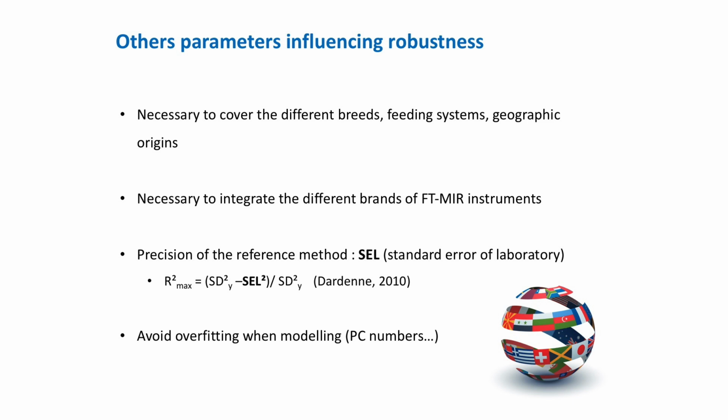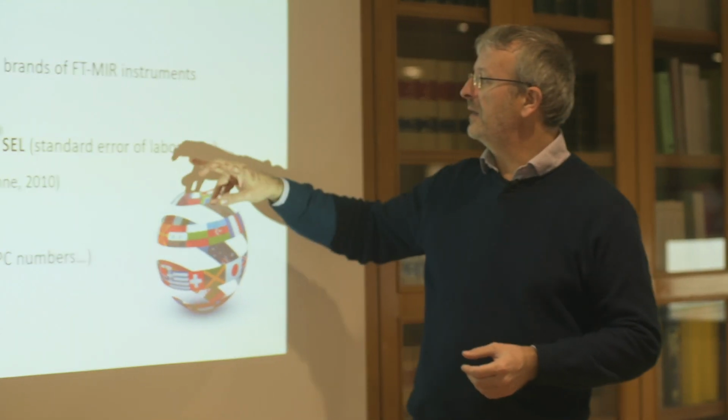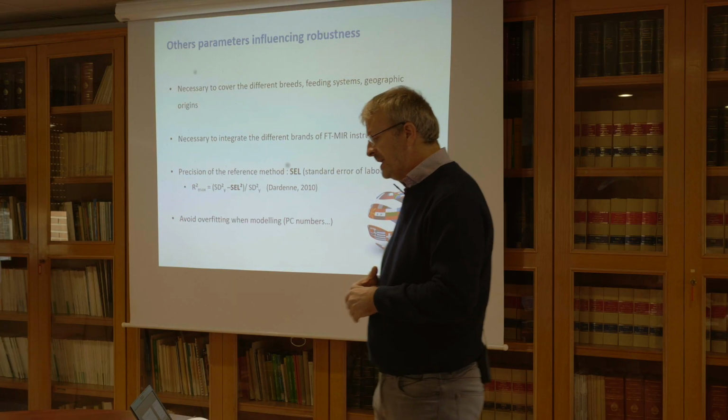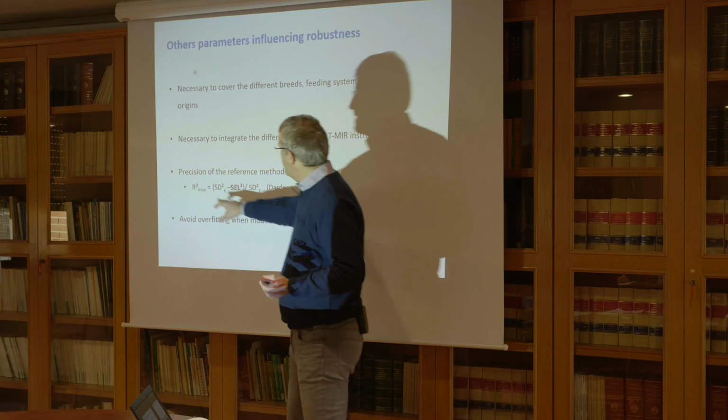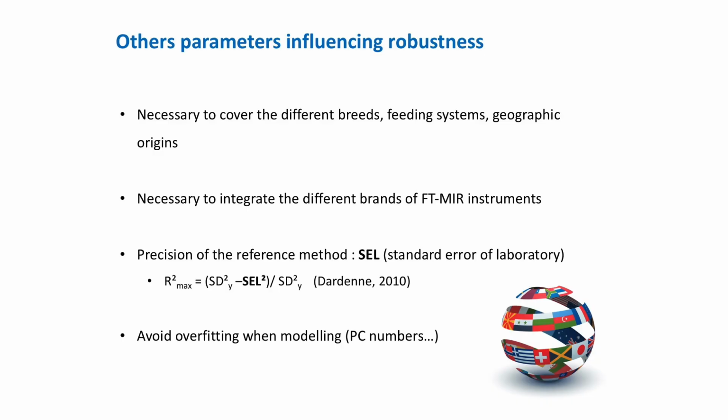You can evaluate the precision of your reference analysis by using the standard error of the laboratory. It gives you the precision of your reference analysis. And if you have a very low precision, pay attention that it will have an influence on your models. In fact, the maximum R² that you will have depends on this standard error of the laboratory.